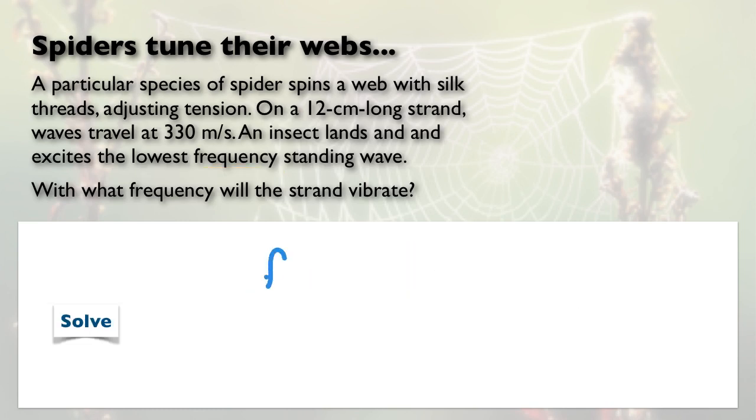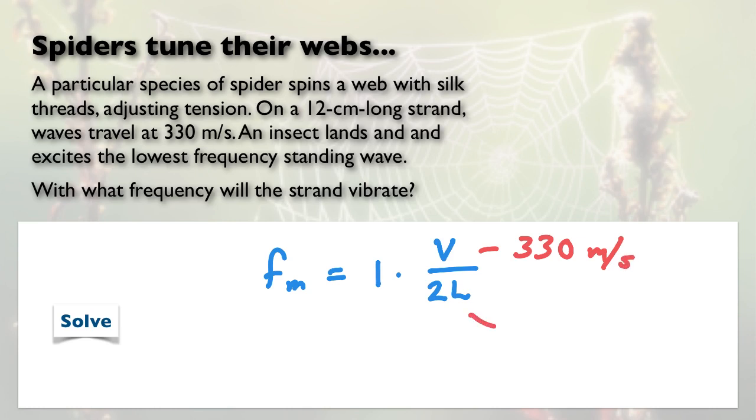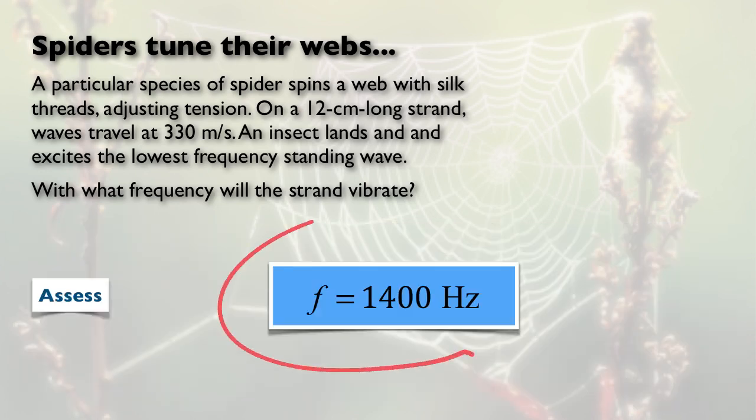So the lowest frequency standing wave is equal to 1 times v, the speed of the wave, divided by 2l. The speed of the wave is 330 meters per second. The length of the string is 0.12 meters, which is the same as 12 centimeters. And so I can calculate. If I do that, we get 1400 hertz. And here's my assessment.